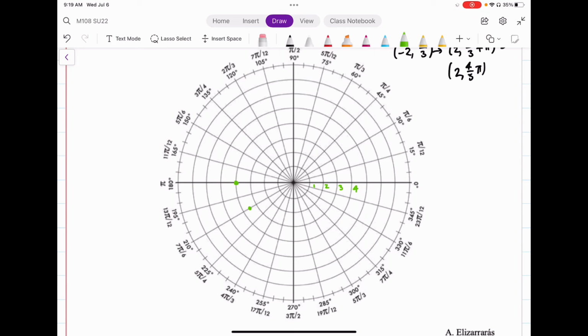The third point was (2.8, 5 pi over 4). So I go to 5 pi over 4, and I go almost to the third circle and make a dot. The next point was (2, 4 pi over 3). So at 4 pi over 3, I make a dot at the second circle.